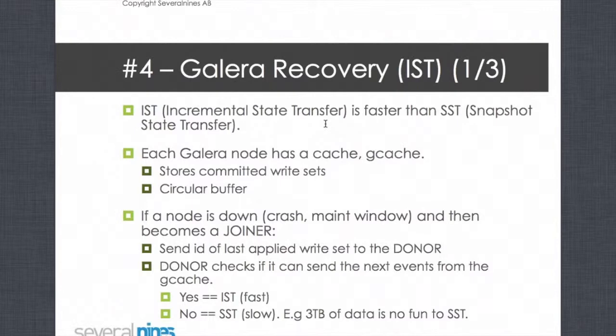If a node fails, or if you put it into maintenance mode, or whatever might happen, this node needs to rejoin the cluster again. It can do it using two different methods. It can do what is called an IST, which is an incremental state transfer, or it can do an SST, which is a snapshot state transfer, to join the cluster again.